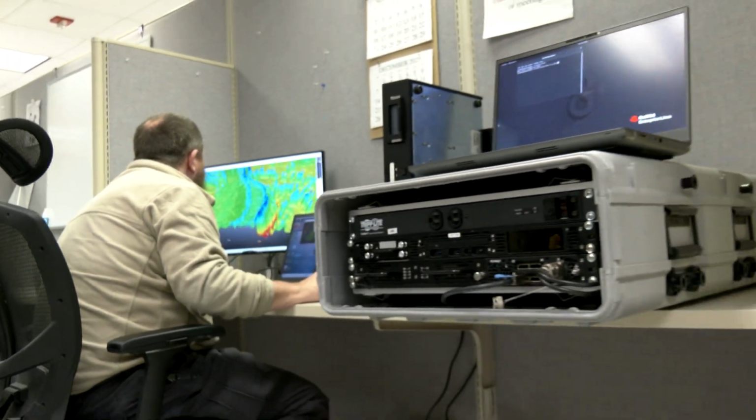What we're doing here is putting information dominance in the warfighter's hands. We convert sound into a picture, and we can look at that picture and see what frequencies come from the submarine that we're looking at.